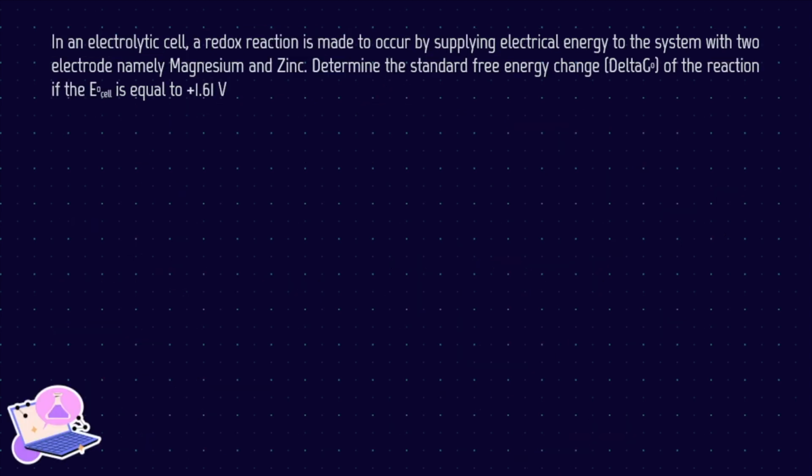Let's move on to question number 6. In an electrolytic cell, a redox reaction is made to occur by supplying electrical energy to the system with 2 electrodes, namely magnesium and zinc.